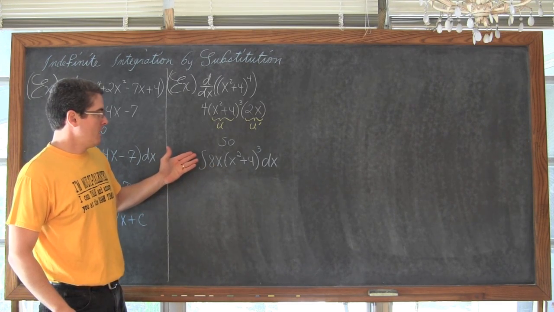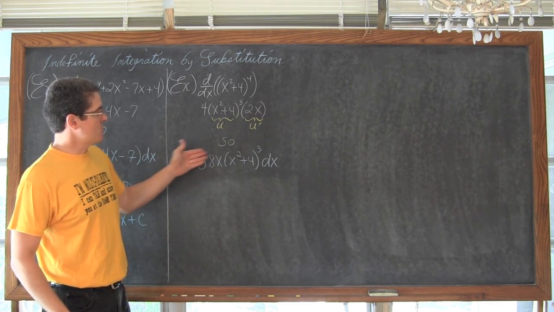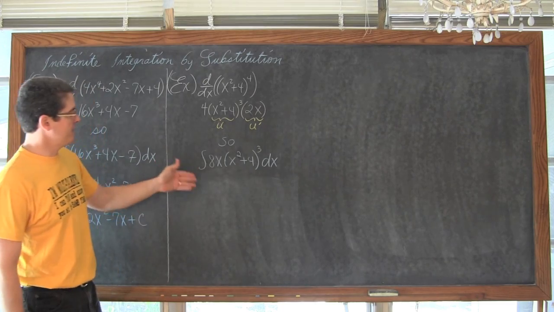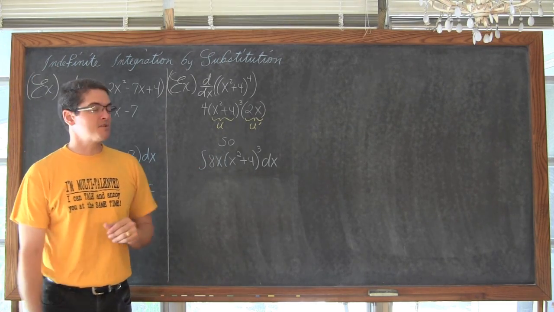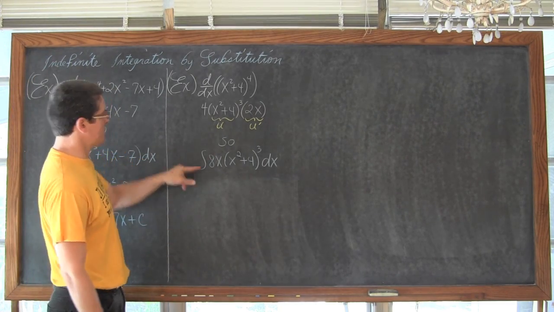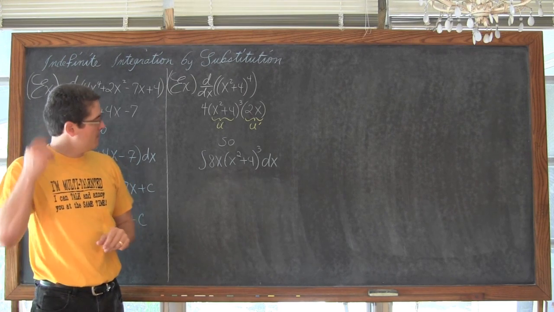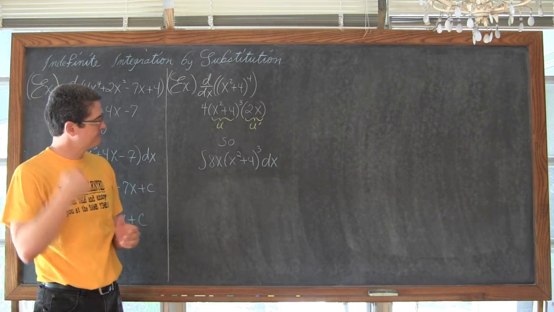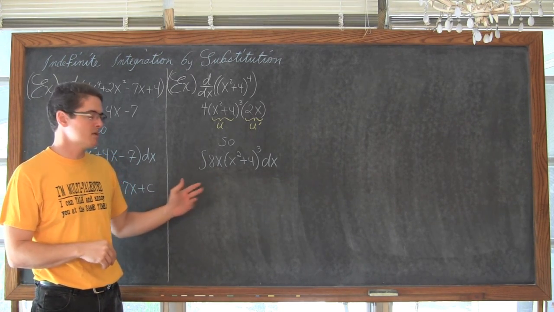Now, if I take this and try and work in reverse, the indefinite integral of 8x times x squared plus 4 raised to the third power dx should come out to be this original problem. But we haven't done any problems like this.